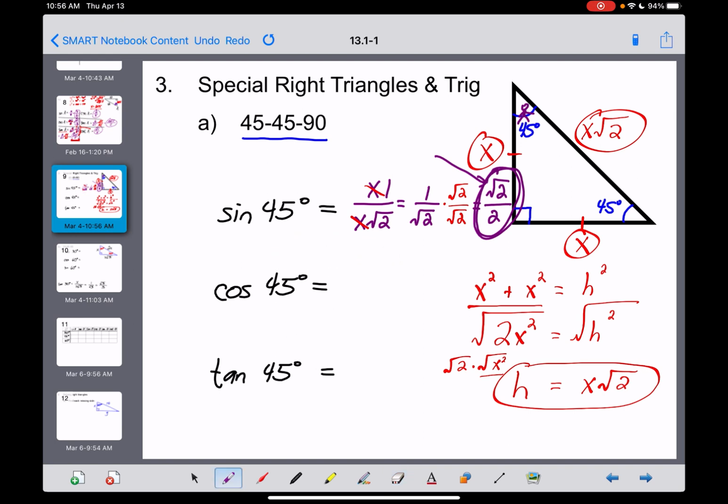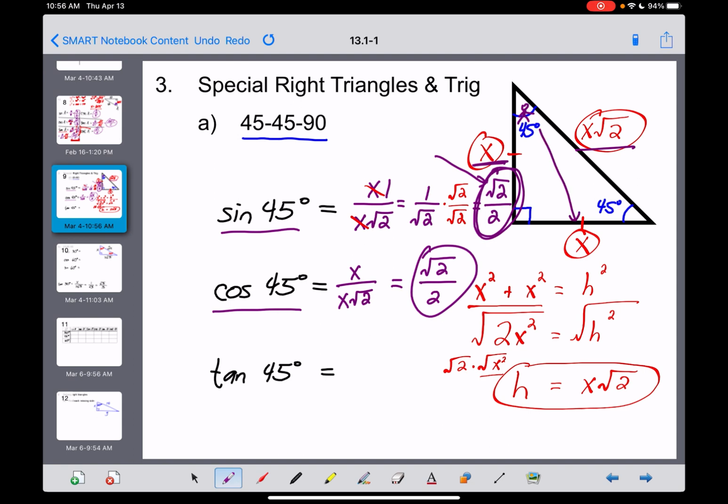Cosine of 45 degrees. Cosine is adjacent leg over hypotenuse. Well, this is going to look familiar. It's, again, x divided by x root 2. And once more, the x's cancel out, leaving you with 1 over root 2. But once again, you rationalize that and end up with the same value here of root 2 over 2. So the sine of 45 degrees and the cosine of 45 degrees have the exact same value. And that's because the opposite leg and the adjacent leg in a 45-45-90 are exactly the same length because it's isosceles.